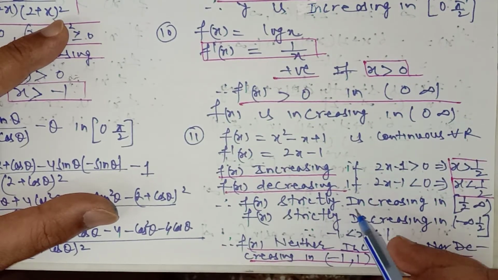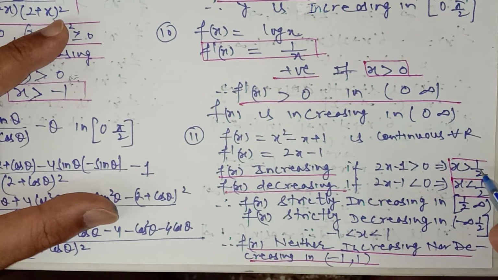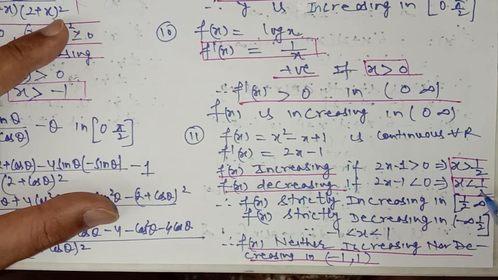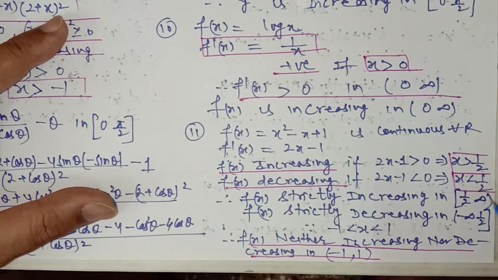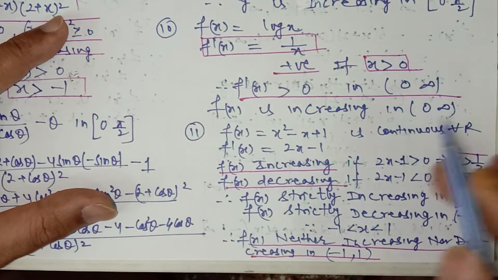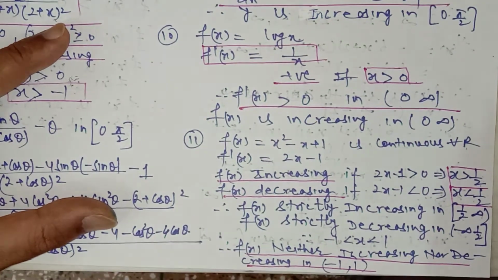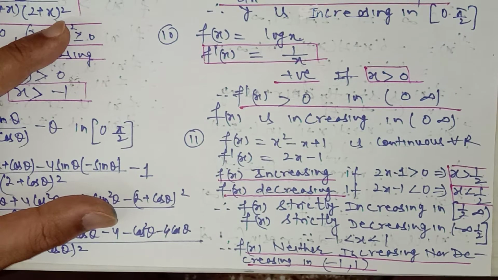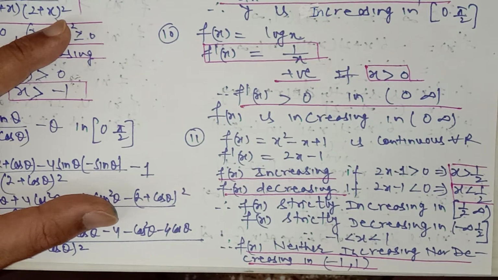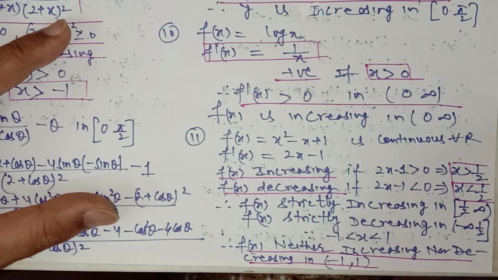So f(x) is strictly increasing from half to infinity, and decreasing from minus infinity to half. Increasing when x is greater than half, decreasing when x is less than half, towards minus infinity. It is strict because x square minus x plus 1 is a polynomial function, so it is strictly increasing or decreasing. Now the interval is given as minus 1 to 1.